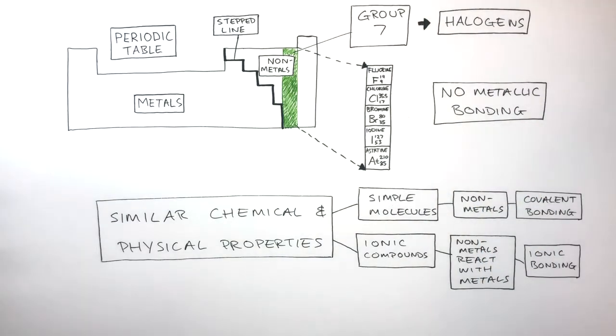In this video, we're going to focus on the physical properties of when halogens form simple molecules. To understand the chemical and physical properties of ionic compounds, you need to watch previous videos. At this point, if you do not understand what diatomic molecules are, I would advise you to watch the previous video explaining what diatomic molecules are.